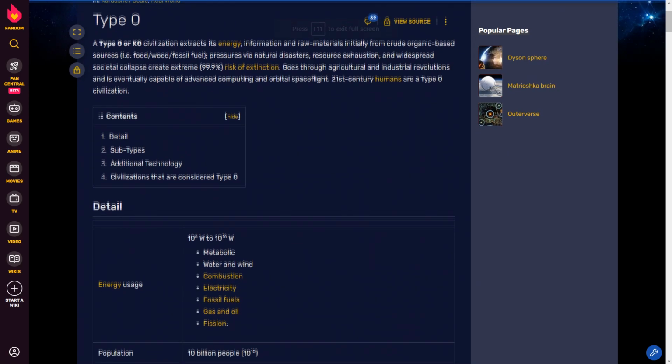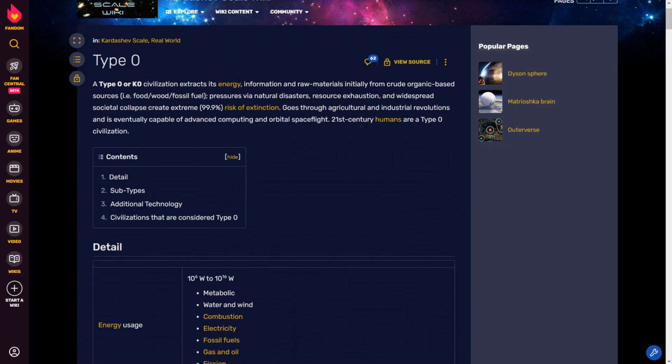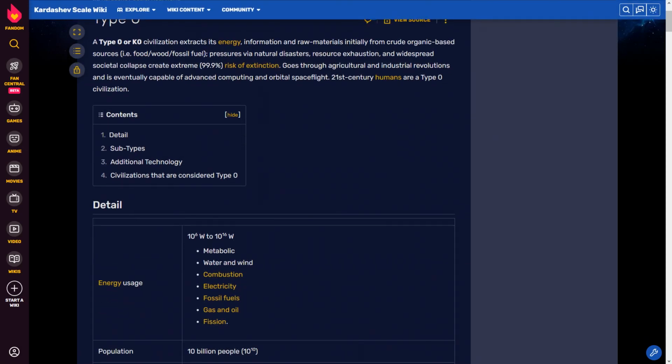Okay, so a Type 0, or K0, let's call it K0, civilization extracts its energy, information, and raw materials initially from crude organic-based sources, i.e. food, wood, fossil fuel. Pressures via natural disasters, resource exhaustion, and widespread societal collapses create an extreme 99.9% risk of extinction. It goes through agricultural and industrial revolutions, and is eventually capable of advanced computing and orbital spaceflight. 21st century humans are a Type 0 civilization.